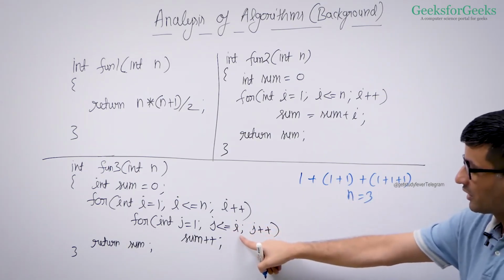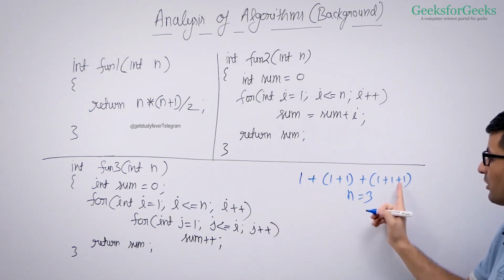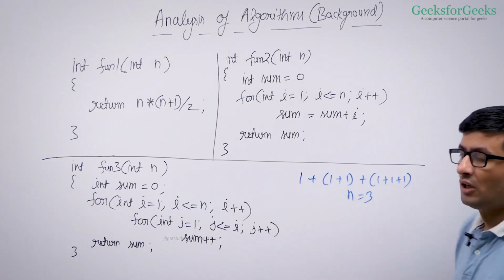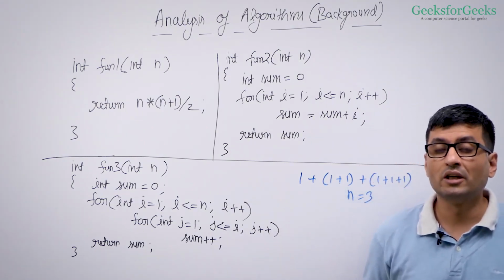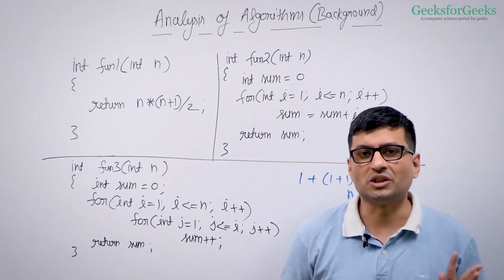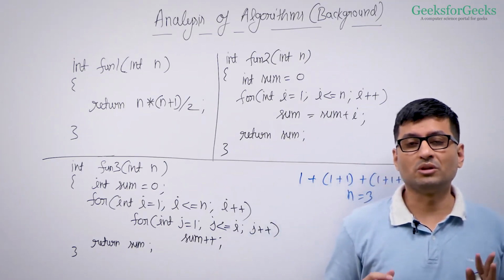For i equal to 1, this inner loop runs one time. For i equal to 2, this runs 2 times. For i equal to 3, this runs 3 times. So there are 3 different programmers who have written 3 different functions. Now how do you decide which one is better? There are many factors which come into the picture.